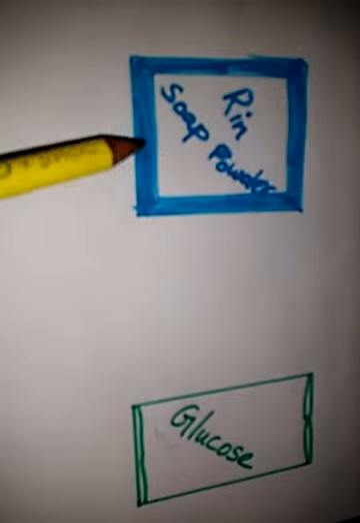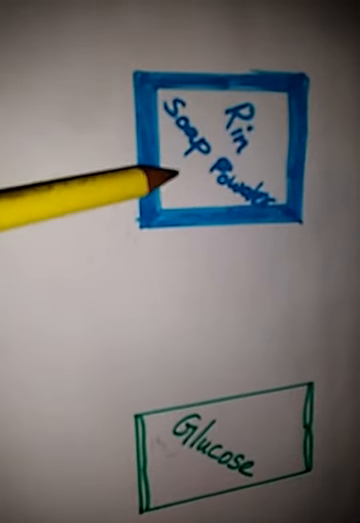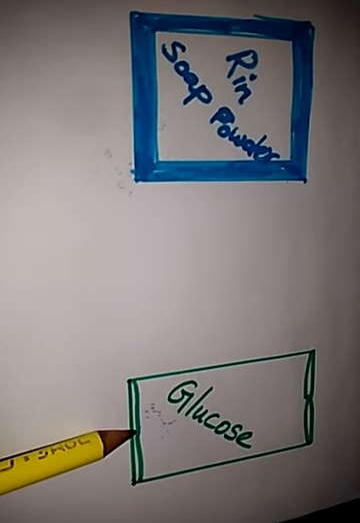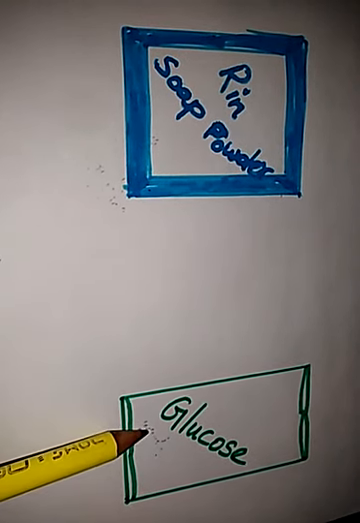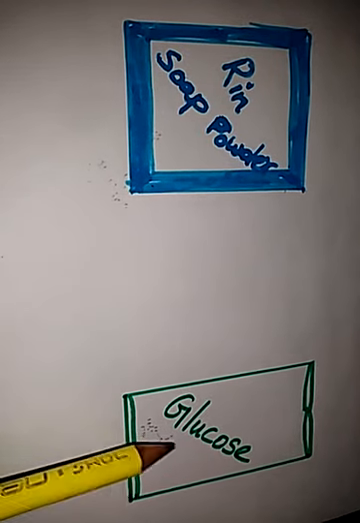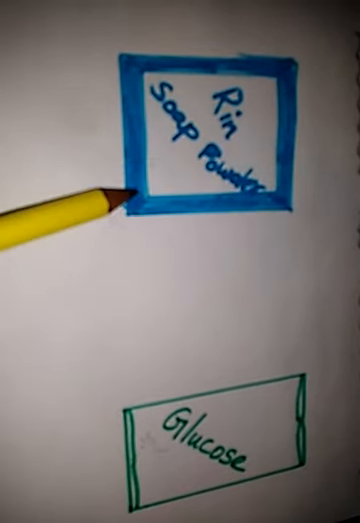Why? So students, soap powder releases heat energy. Heat is released here, but in glucose heat is absorbed, so you feel coldness. But in soap powder, heat is released, so we feel warmness.